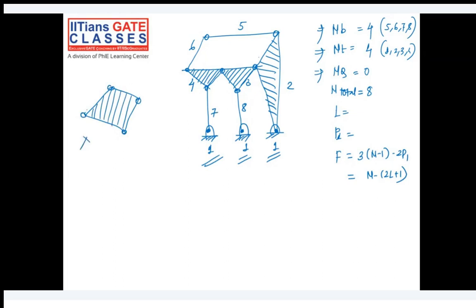How many number of loops are there? Three loops, perfect. Because you can join it here as this is one link. So 1, 2 and 3. Number of loops are 3.